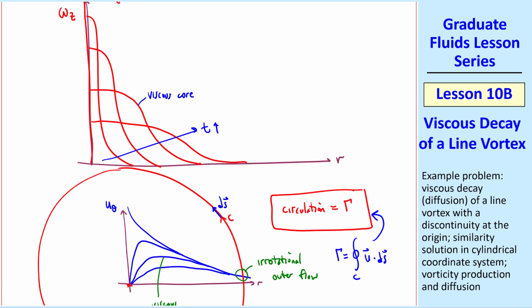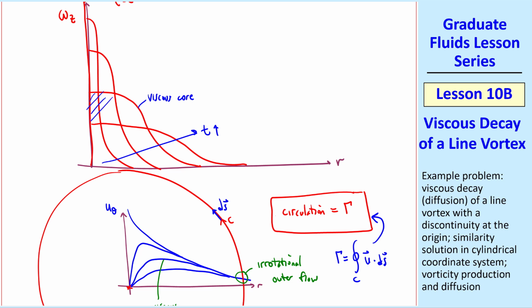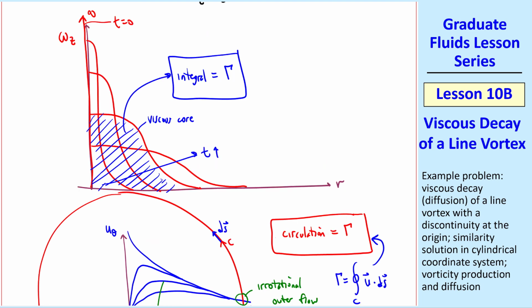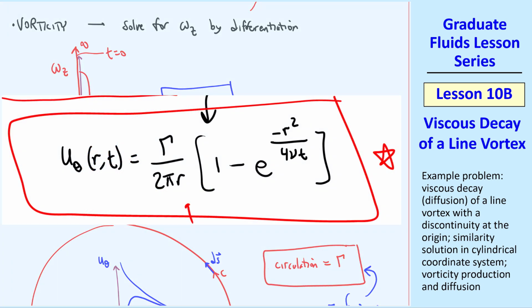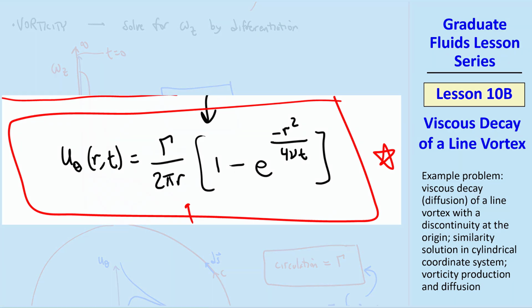In terms of the vorticity, if we pick one of these curves and integrate, the integral under the vorticity curve is also equal to gamma. This is the case even for the infinite spike at t equals 0 and for any of these other profiles. Thus we have an exact solution for viscous decay of a line vortex.